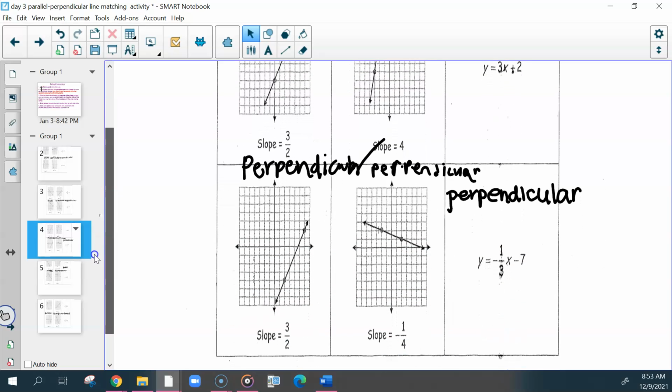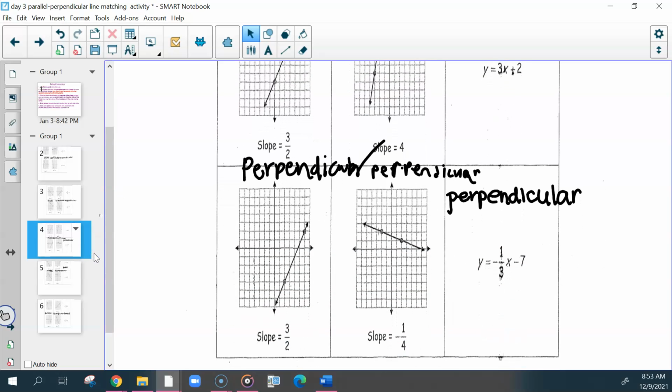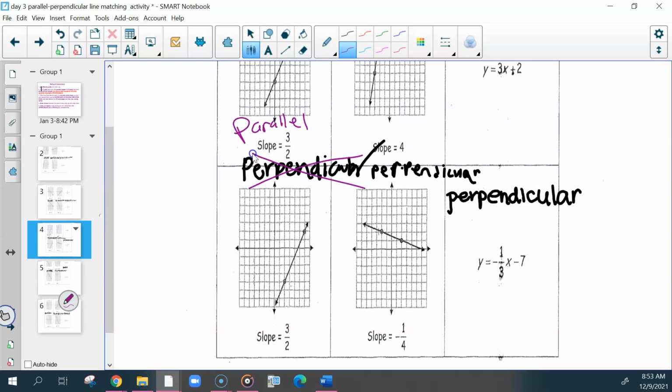That one's wrong. That one's wrong. That's perpendicular? No, that should be parallel, but that's okay. Okay, perpendicular? Perpendicular? Yes.